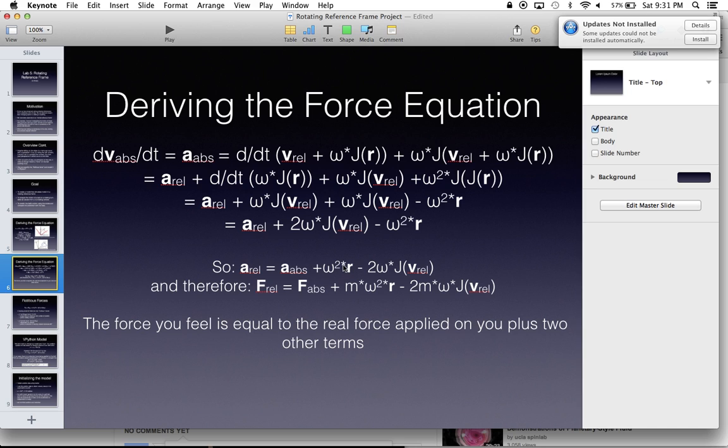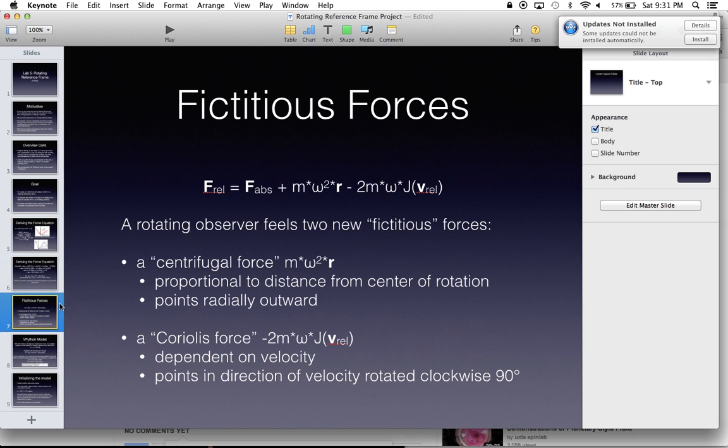And you multiply by mass, and you get your forces. So the force that you feel is the absolute force, the real forces acting on the object that you're looking at, plus m omega squared r minus 2m omega times this vector that's pointing sideways to v. So you get these other two terms. These other two terms are called fictitious forces. A rotating observer feels two new fictitious forces.